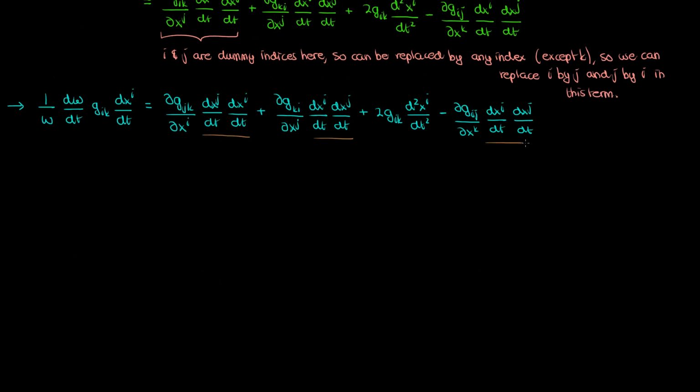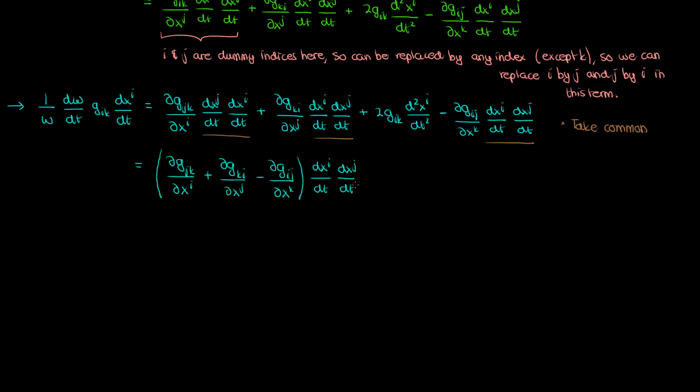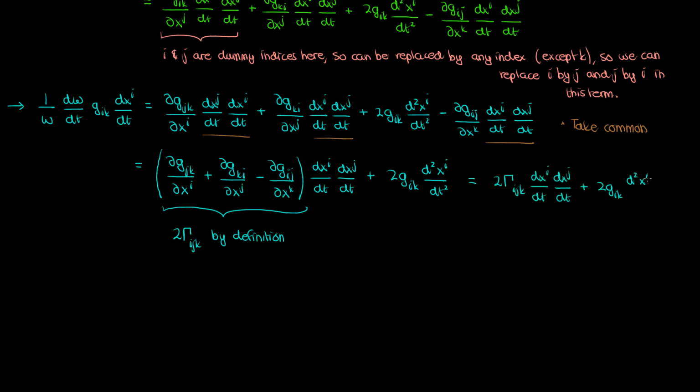Now, all three of these terms with the derivative of the metric tensor component are also all multiplying the derivatives of x super i and x super j. So if I take these x super i and x super j derivatives common, here's what I'll have. Now, does this term involving the derivatives of the metric tensor components look familiar? Well, it should, because by definition, this is just 2 times the Christoffel symbol of the first kind with indices i, j, k. When I plug this Christoffel symbol in, this is what I'll get.